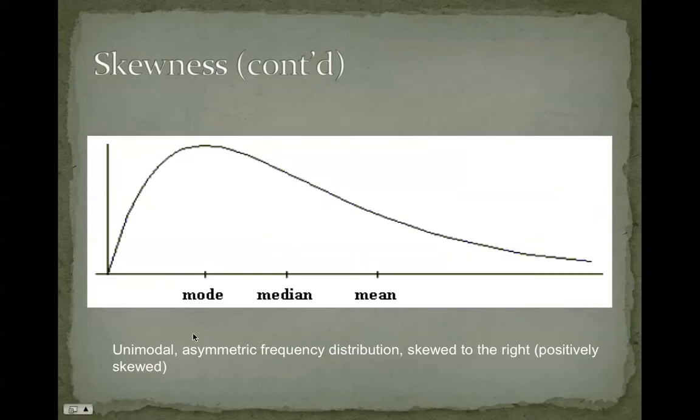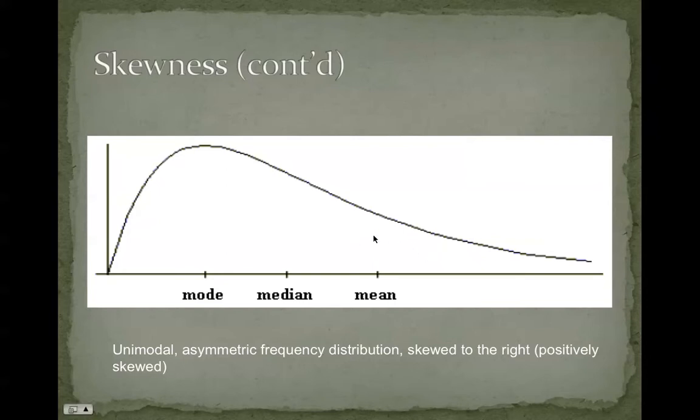And here we have a unimodal asymmetrical frequency distribution when it's skewed to the right, sometimes called a positive skew. Again, we have one mode, it's unimodal, and all the data peak at one spot. They peak right here, so it's one mode, and the median falls right here, and the mean falls right here. It's asymmetrical because it's not a mirror image. The sides are not a mirror image of one or the other.